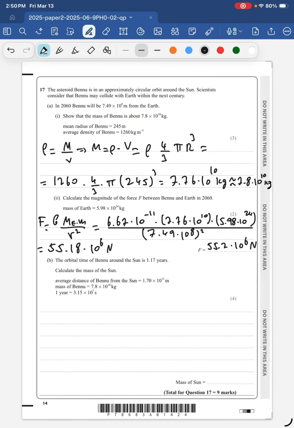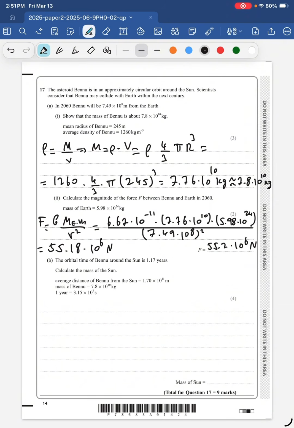Part B, the orbital time of Bennu around the sun is 1.17 years. Calculate the mass of the sun, and they give you the average distance of Bennu from the sun, the mass of Bennu, and 1 year in seconds. So how are we going to work this out?